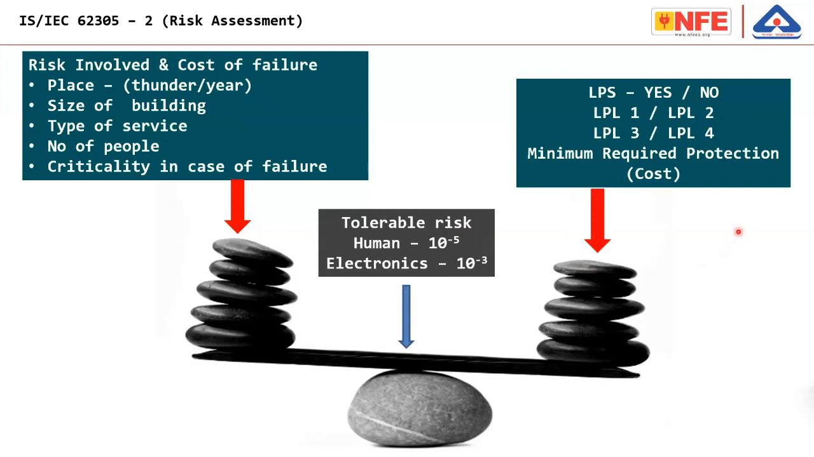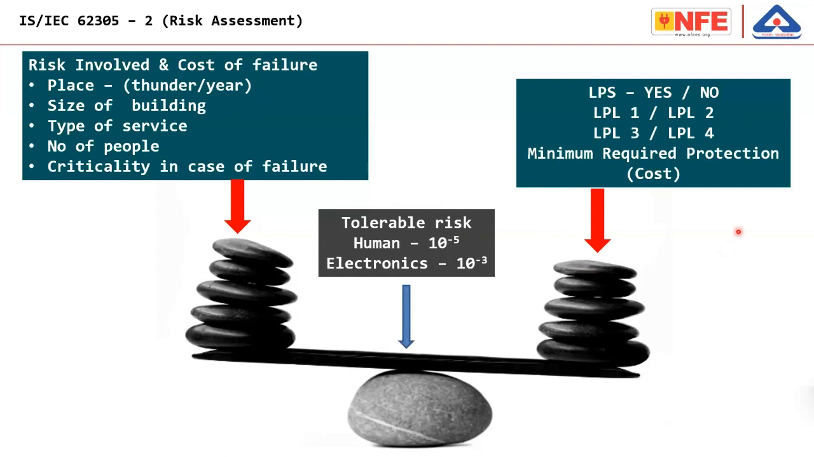The idea is 1 out of 10 to the power 5, that means about 1 lakh strikes, must be protected for human. Say, for example, out of 1 lakh lightning strikes, only 1 lightning strike shall be harmful to a person. Similarly, for electronics, 10 to the power of 3. That means out of 1,000 strikes, one lightning strike can be harmful to electronics. So these are the tolerable risks.